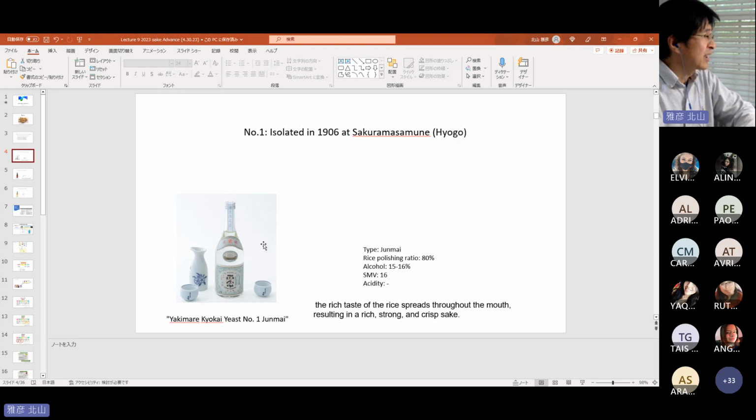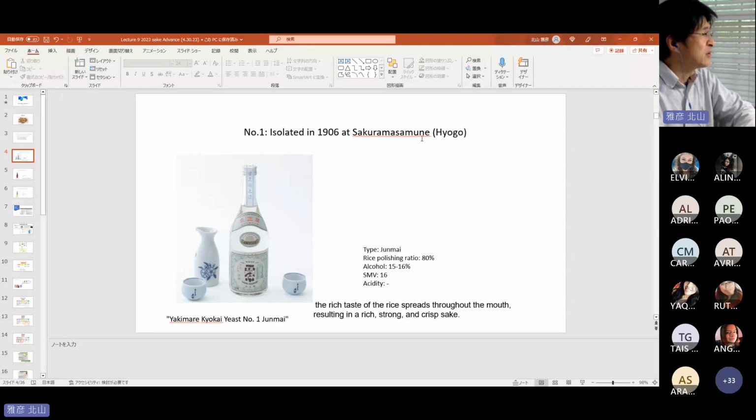So this is the sake produced by Sakura Masamune Brewery in Hyogo, Kobe area. It is called Yakimare Kyokai. Long name is number 1 Junmai. As a commemorative sake, they sometimes make sake by using a very old classic strain. It's called number 1 strain.